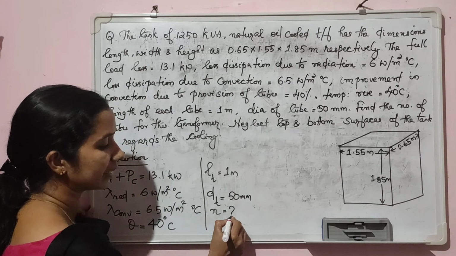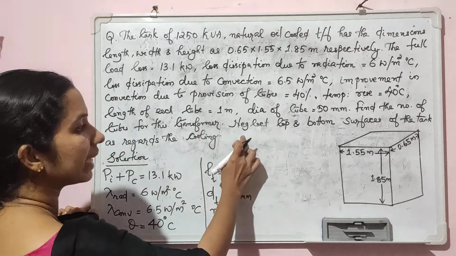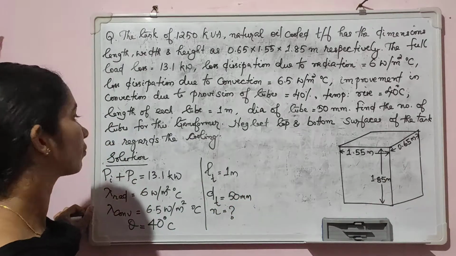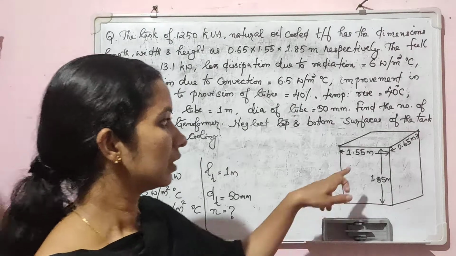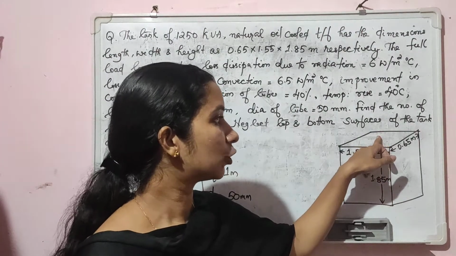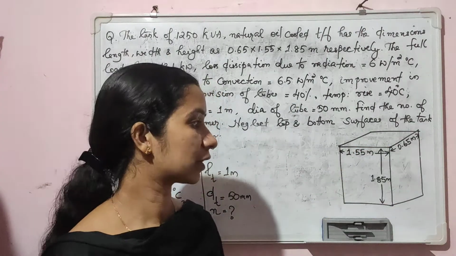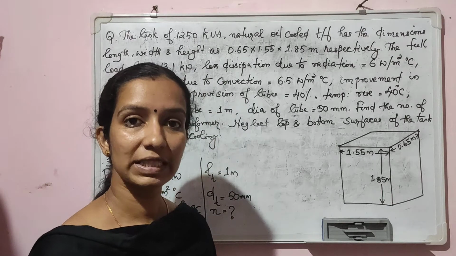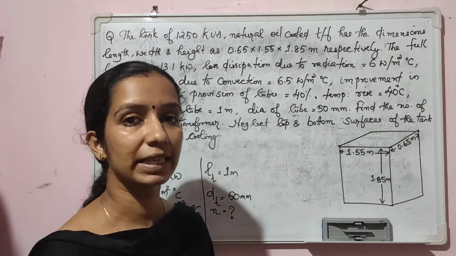We have to calculate the number of tubes and neglect top and bottom surfaces of the tank as regards to cooling. So we don't have to consider the top surface as well as the bottom surface of the tank. So we just have to consider the 4 vertical sides.